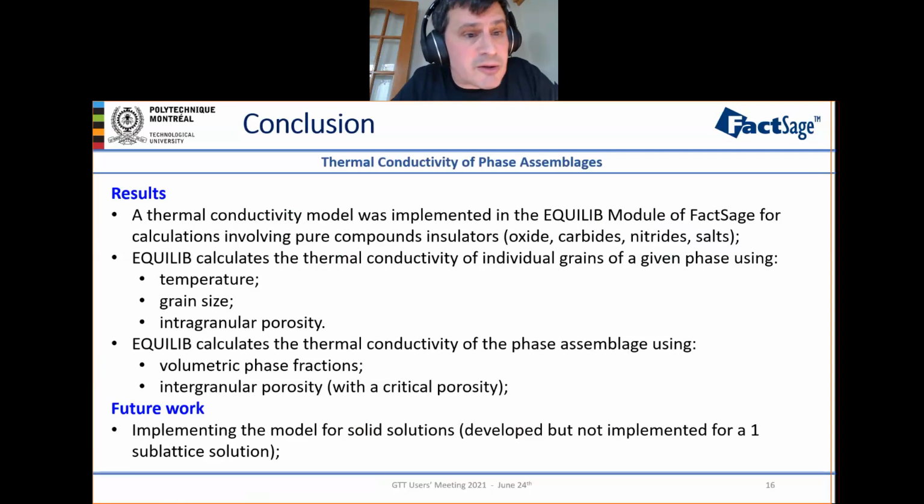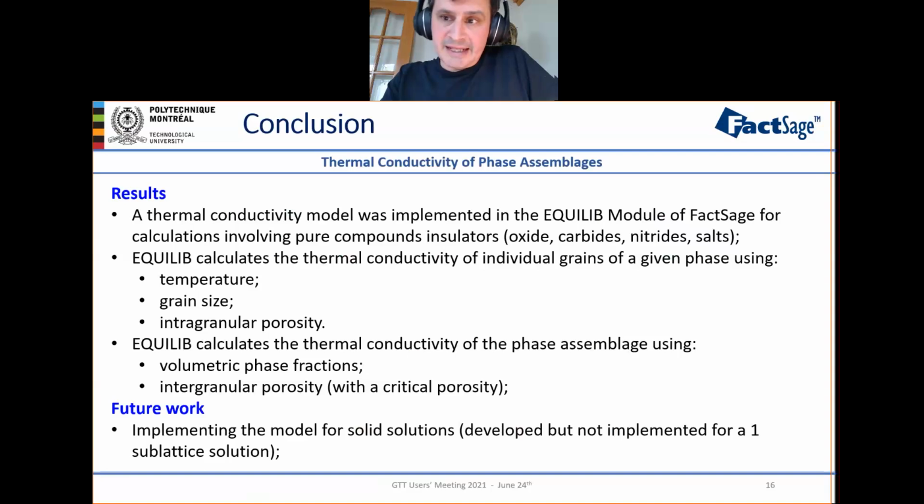So as a conclusion, a thermal conductivity model was implemented in the Equilib module of FactSage for calculations involving pure compound insulators. These are oxides, carbides, nitrides, fluorides, chlorides, some nitrates, and so on. Equilib permits the calculation of the individual grain thermal conductivities for the different phases as a function of the temperature, grain size, and intragranular porosity.